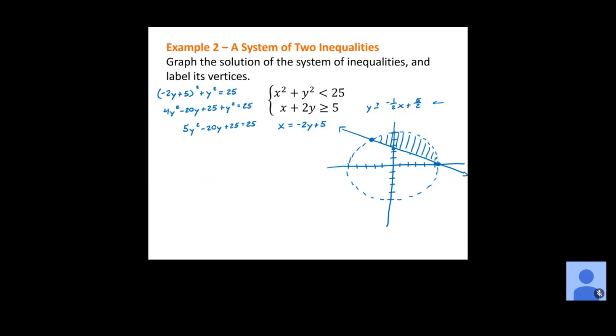Okay, so move the 25 over, right? So I'm going to actually subtract 25 from both sides. That's actually going to cancel on both sides. We'll have 5y squared minus 20y equals 0. And then we can do what?